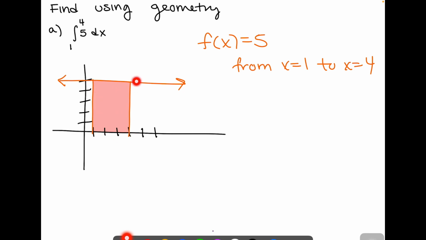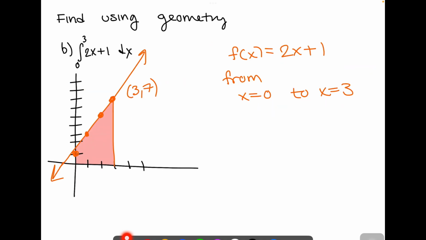I have a picture drawn of exactly what we're trying to compute, and I can see that the area that we're trying to find is actually a rectangle. The width of this rectangle, going from 1 to 4, is 3, and the height of my rectangle is 5. So area would be 3 times 5, or 15. And that is the value of this definite integral. I was able to use geometry instead of a Riemann sum here because I had a simple shape.